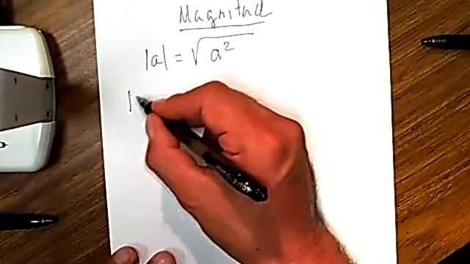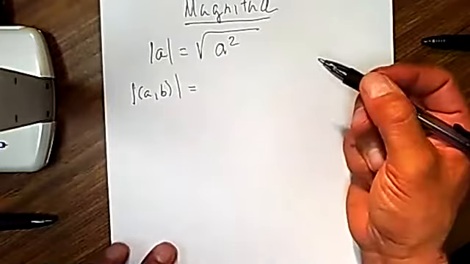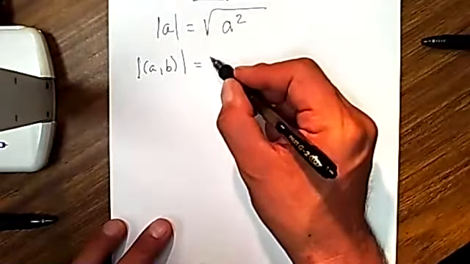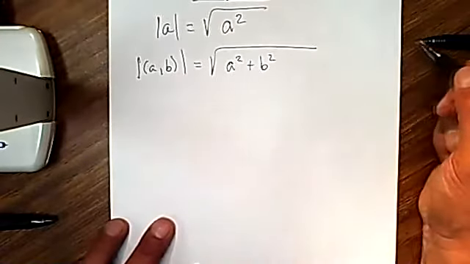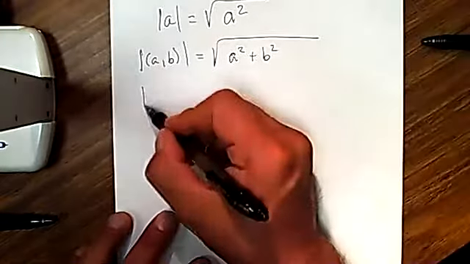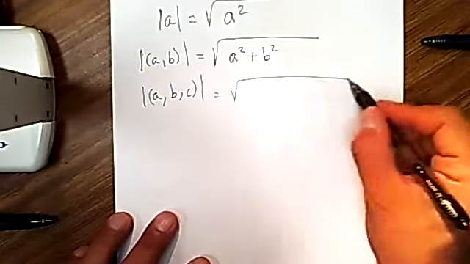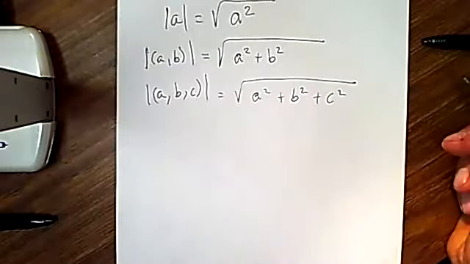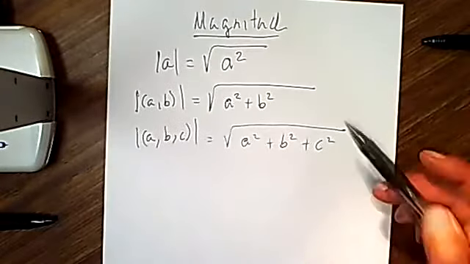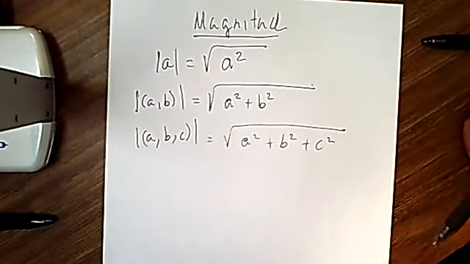If you have a vector A, B instead, then its magnitude will be the square root of A squared plus B squared. And if you have a vector A, B, C, its magnitude will be the square root of A squared plus B squared plus C squared. And you can do that with 4 dimensions, 5 dimensions, etc. So we have a nice, neat pattern going on here where we square. So that is the magnitude.